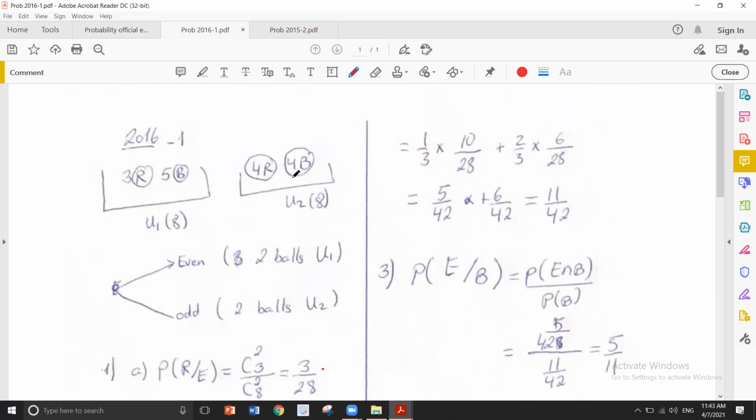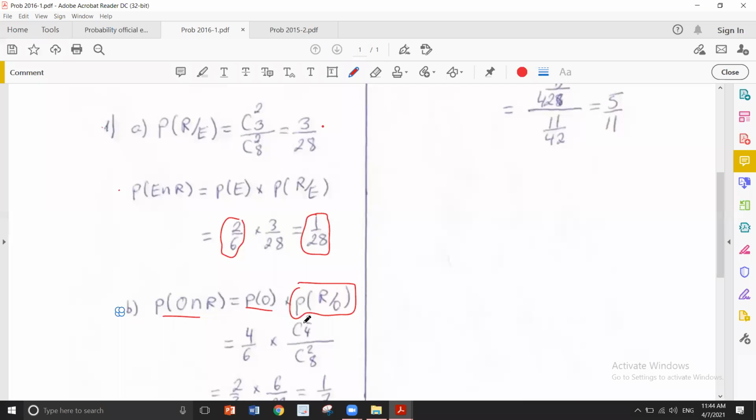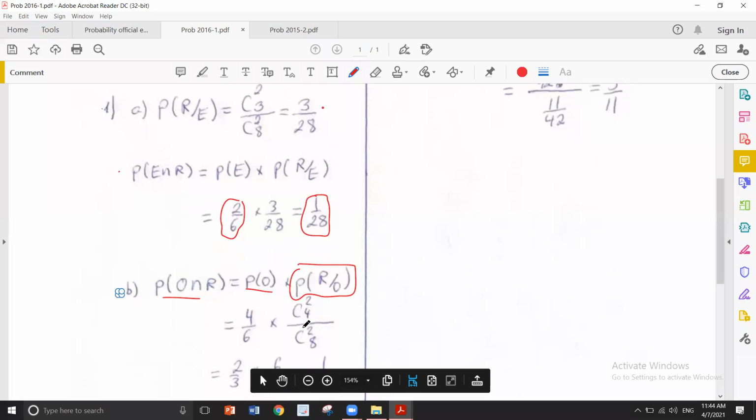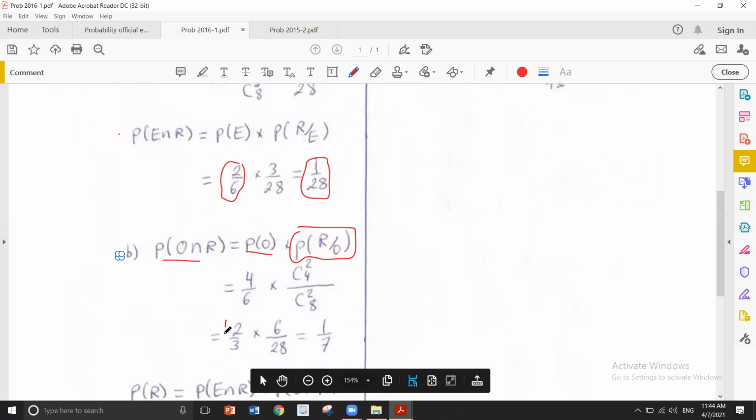If odd, we choose from U2 2 balls. To be red, the total is 2 choose 8. To be red, I have to choose 2 from 4, so I put 2 choose from 4. This is the possible. Total, I have to choose 2 from 8. We get 1 over 7.